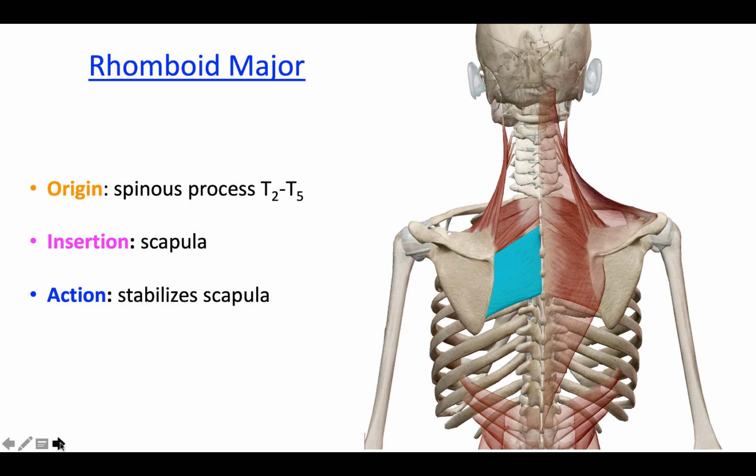Okay, next muscle, the rhomboid major. The rhomboid major is this thick, short muscle that lies in between your spinal cord and your scapula. Here it's highlighted in blue, and the origin is at the spinous process of T2 to T5. So that's the origin, and it's going to insert at the scapula, and it stabilizes that bone and keeps it in place. And of course, it has a partner on the other side as well.